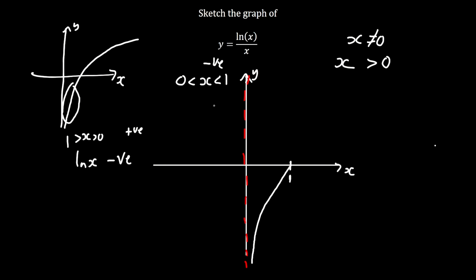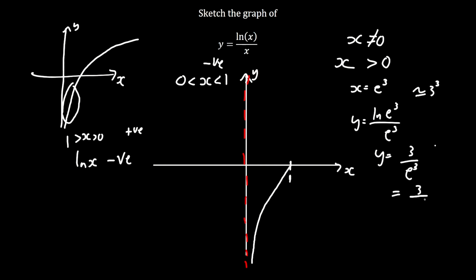Now we have to think about the other asymptotes. So as x goes really large, the natural log of x can't keep up, and I'll show you how I know that. Let's start substituting values on the order of e, so like powers of e. So let's start with x equals e to the 3, which is about 3 cubed. So this would be the natural log of e to the 3 over e to the 3, and that equals 3 over e to the 3, which is about 3 over 27, which is a ninth.